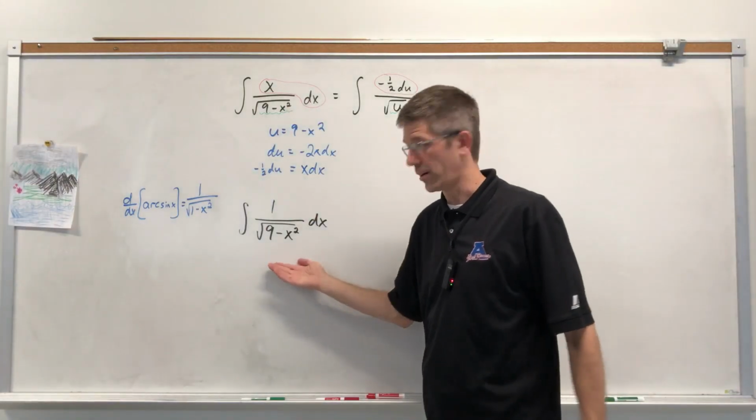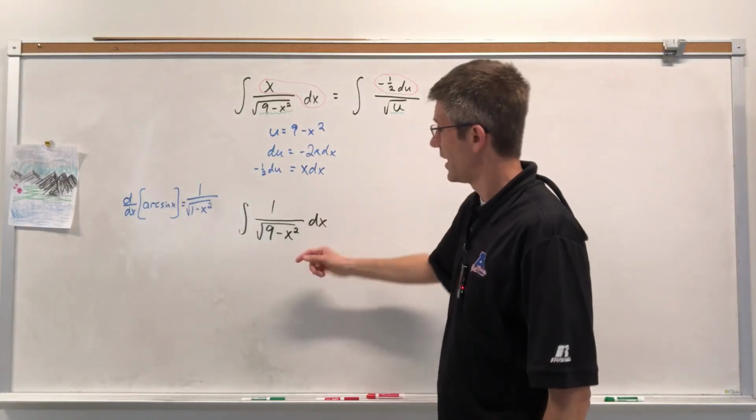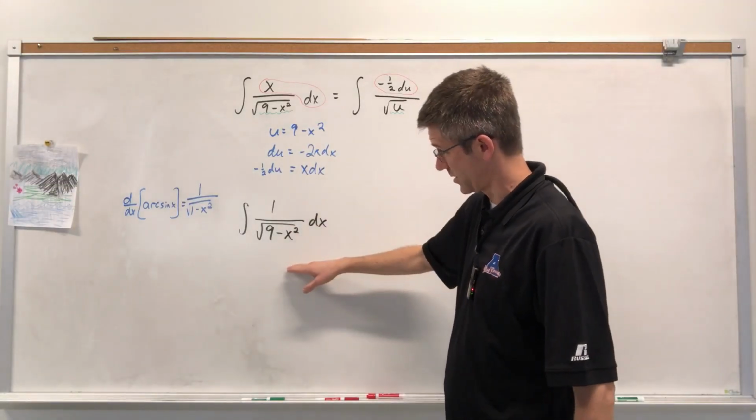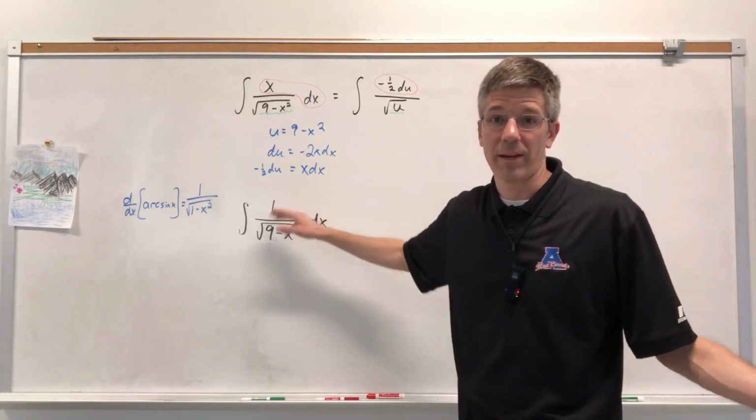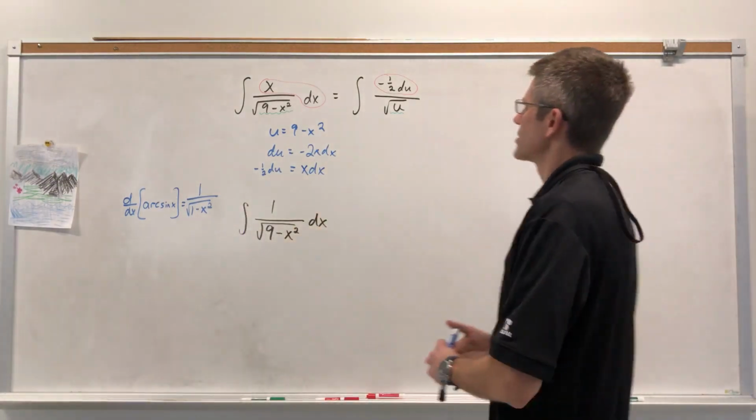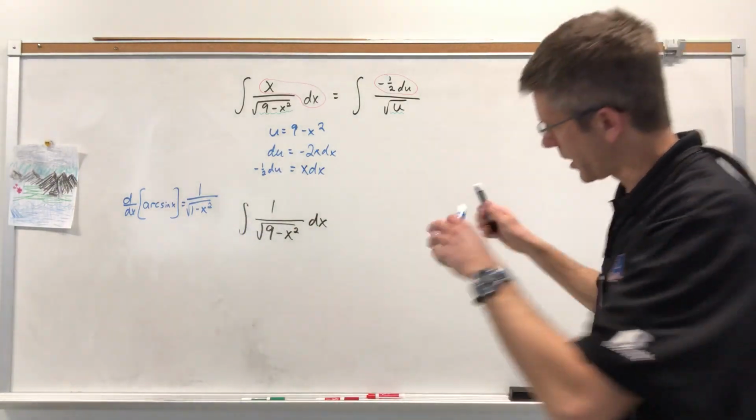Don't have that luxury here, because if I went through this whole process, I'd have negative 2x dx, and then what about the fact that I don't even have an x? Like, it's not going to work, right? So let's proceed with the top one. We'll come back to the bottom one.